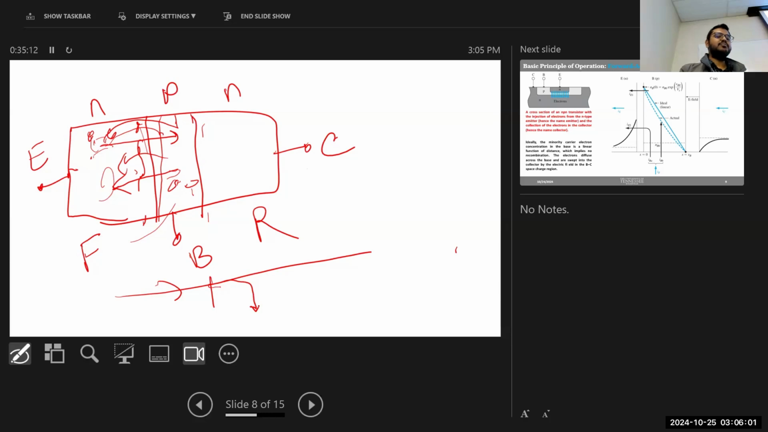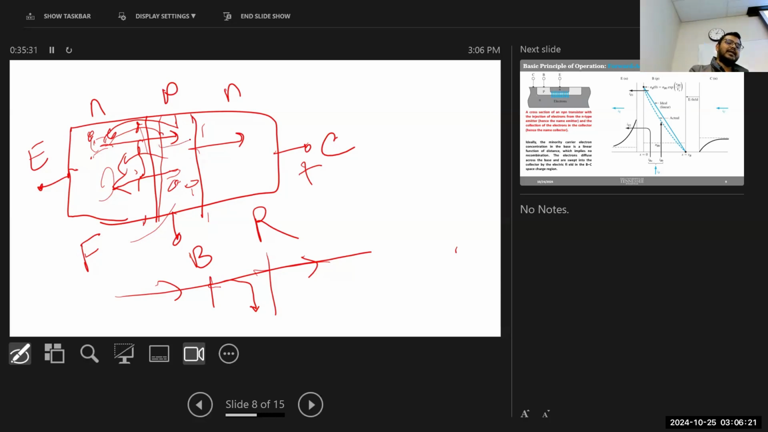And then the rest of the electrons will actually diffuse to the collector side, because there we have the reverse biased condition. And there we have a plus polarity, which will attract the electrons as well. So the rest of the electrons will actually flow to the collector.